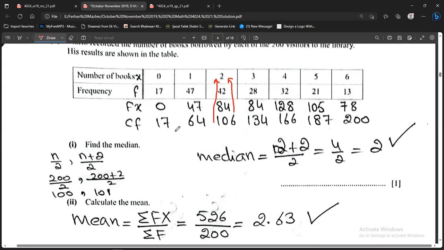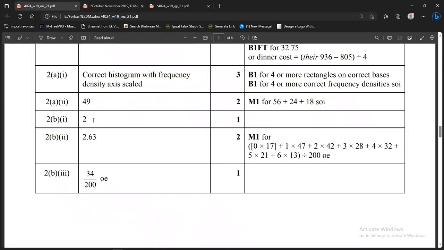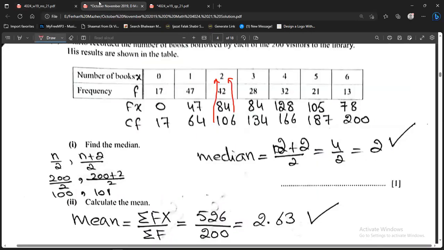I hope you understand how this is done. So the median is 2. So our answer is right. This is the solution of the first part.